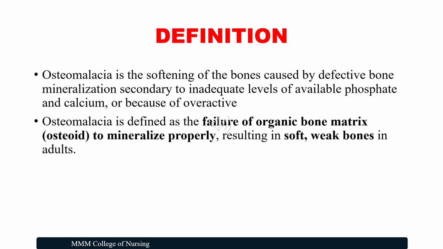Definition. Osteomalacia is the softening of the bones caused by defective bone mineralization, which is a secondary cause due to the inadequate levels of phosphate and calcium. So osteomalacia is defined as the failure of the organic bone matrix where the bones don't mineralize properly, which results in soft and weak bones in adults.